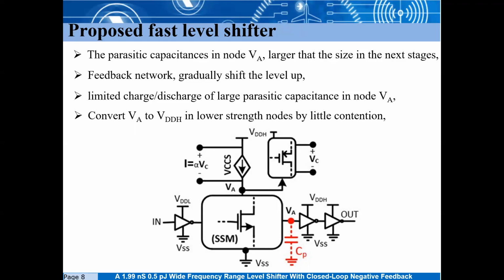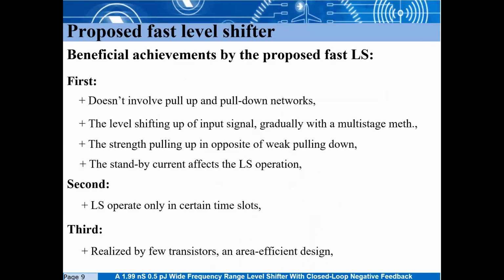For better clarification of circuit operation, this figure is allocated. The VCCS provides a dependent current to SSM and generates a voltage VA, which in turn contributes to making the controlling voltage VSC for the feedback network. And then VA is buffered to reach VDDH voltage.